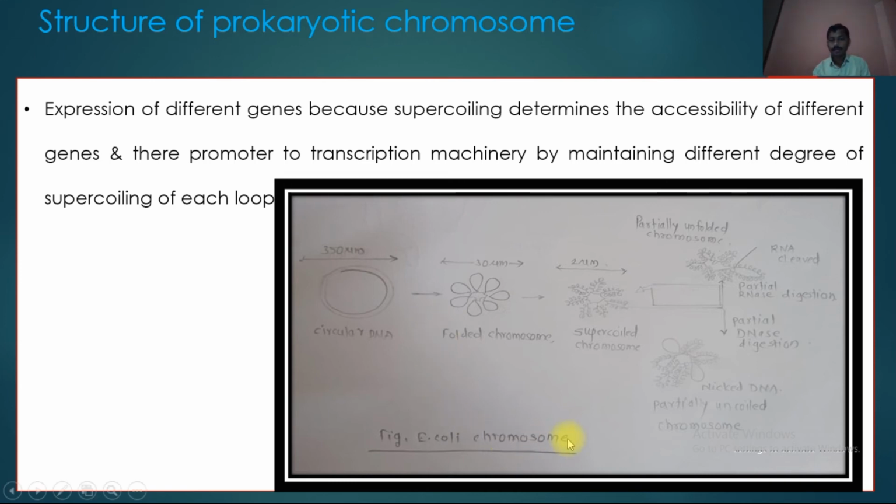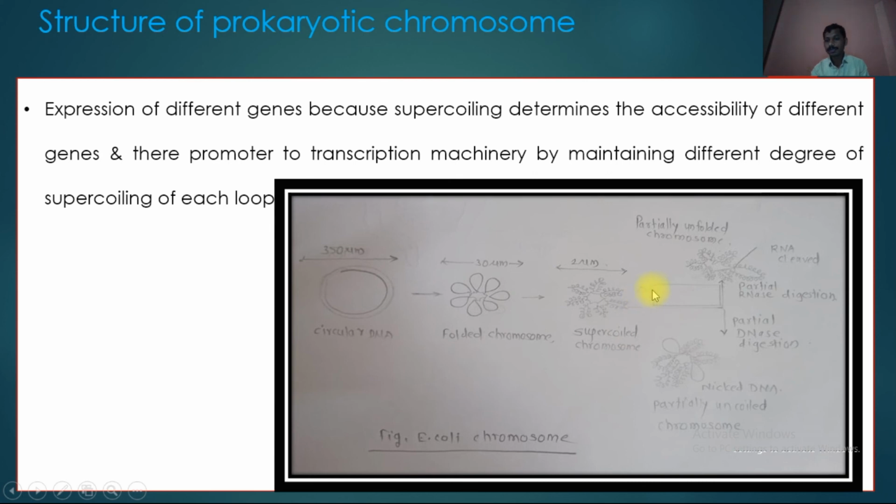This is the E. coli chromosome. When the double-stranded DNA of Escherichia coli forms a circular loop, the length of the E. coli chromosome is 350 micrometers, and when it is folded with formation of loops, the length is 30 micrometers. When we again supercoil that structure, the folded chromosome coils again to reduce the size to 2 micrometers, and the structure is known as the supercoil structure.